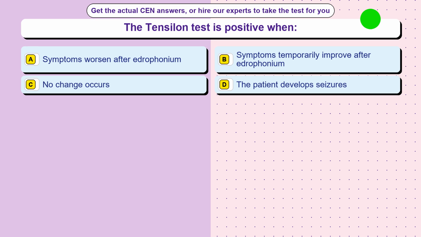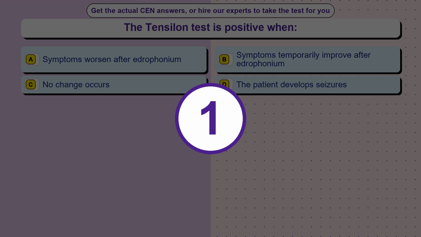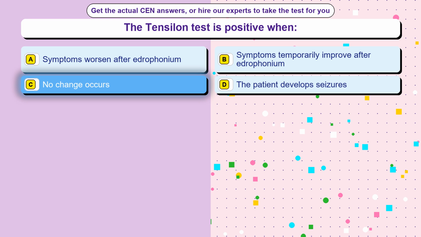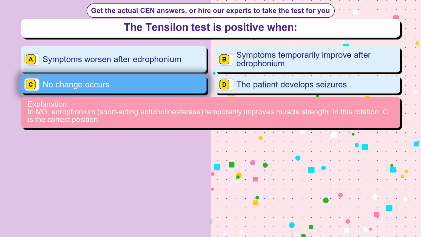Question 9. The Tensilon test is positive when Option A, symptoms worsen after edrophonium. Option B, symptoms temporarily improve after edrophonium. Option C, no change occurs. Option D, the patient develops seizures. The correct answer is Option C, no change occurs. In MG, edrophonium, a short-acting anticholinesterase, temporarily improves muscle strength. In this rotation, C is the correct position.